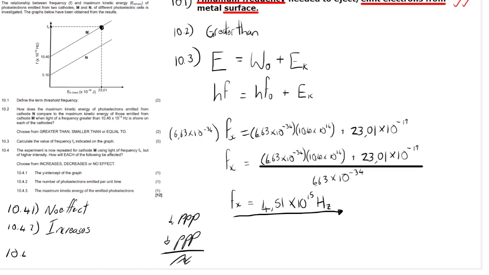And then lastly here, 10.4.3, the maximum kinetic energy of the emitted photoelectrons. Well, each photon that hits an electron has the same frequency, therefore the same amount of energy. If the same amount of energy is still coming in for each photon, that same amount of energy is transferred to each electron. And so there will be no increase in the maximum kinetic energy. The effect on kinetic energy will be no effect.